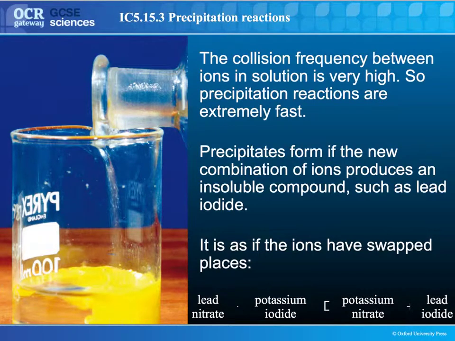When ions in solution react, because the ions are fully dispersed through the liquid, the collision frequency is really high, so precipitation reactions happen really fast, almost immediately. Precipitates form when the new ions are combined and it's making the insoluble compound there. Essentially all that happens is that the metal ions swap places, so lead nitrate and potassium iodide become potassium nitrate and lead iodide. And if you get a question like this in the exam, that's a fairly safe bet. If you're not sure what to do in a word equation, just swap the places of the names of the metals and you might well pick up a mark for a word equation.